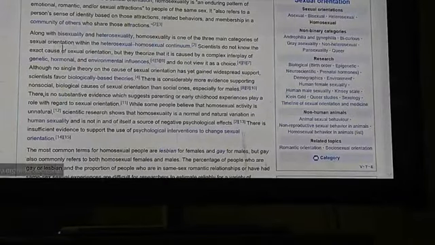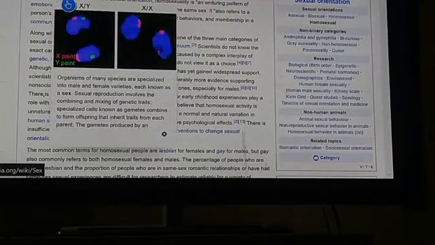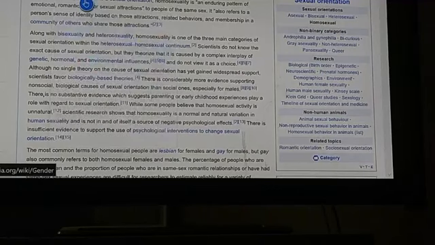You don't think so? Let's read. Organisms of many species are specialized into male and female varieties, each known as a sex. Sexual reproduction involves the combining and mixing of genetic traits. Specialized cells, known as gametes, combine to form offspring that inherit traits from each parent. The gametes produce, that's basically the definition. We're going to go on. Then you have gender.